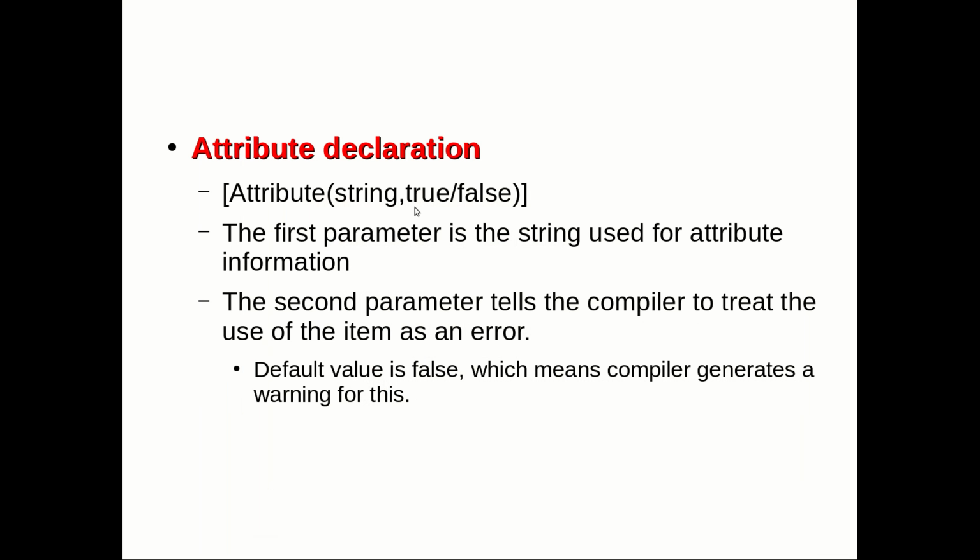You declare an attribute like this, and here this will be the attribute name, the first parameter string will be the attribute information, and the second parameter tells the compiler to treat the use of the item as an error. By default the value is false, so the compiler will generate a warning message, and if you change it to true, then the compiler will generate an error message. This is what we have seen in our demo program.